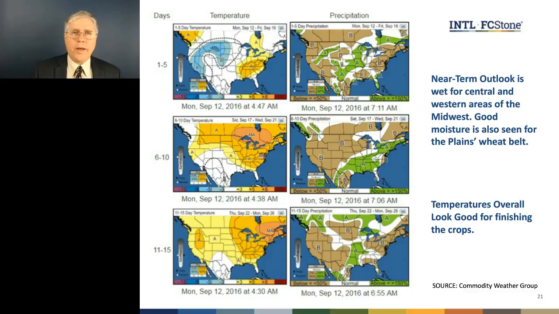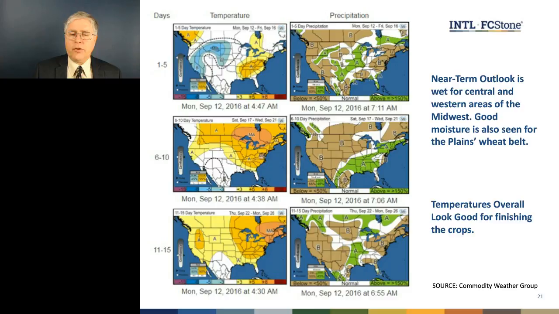We're wet this week, particularly in central and western parts of the Midwest, but then that part of the Midwest dries out for the 6 to 10 day, with some rains returning to central areas in the 11 to 15 day. But harvest delays, not to be too big of a concern.